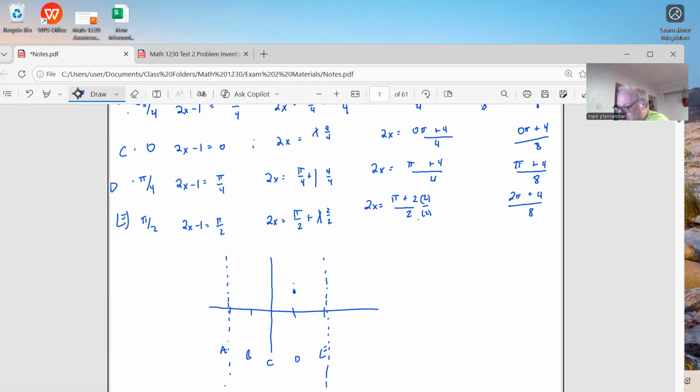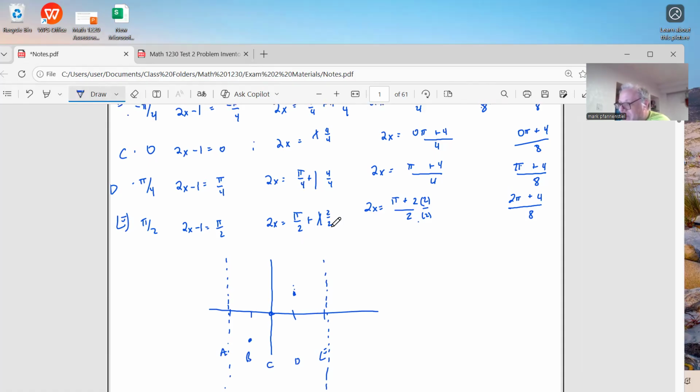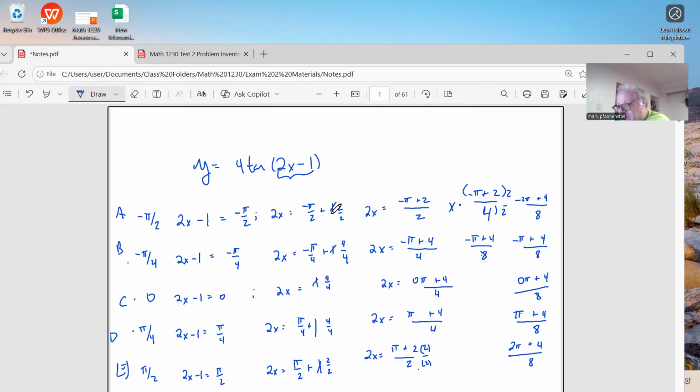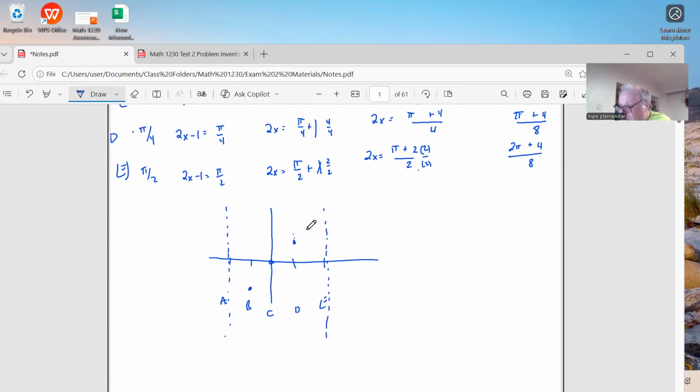Point D is going to be when the value is 1, and then point C is when it's 0. Now, the last thing I have to do is make sure that I scale my vertical axis. When we have x equal to pi plus 4 all over 8, that would make the whole argument equal to 0. Tangent of 0 is 0, so we're going to be here. But here I'm going to say this is going to be 4, and this is going to be negative 4. So I can go ahead and draw my graph in here.